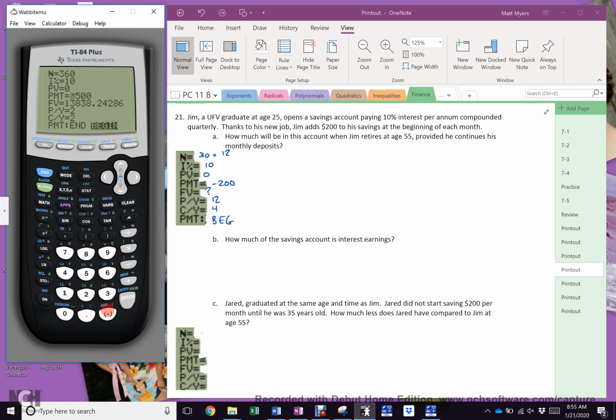Somebody's already got it. That is true. It's absolutely true. Alpha solve. $447,918.71.